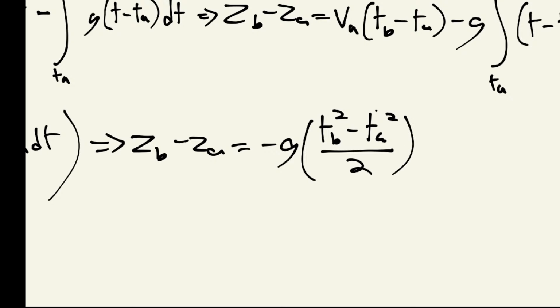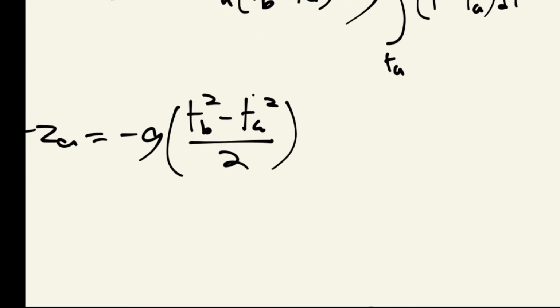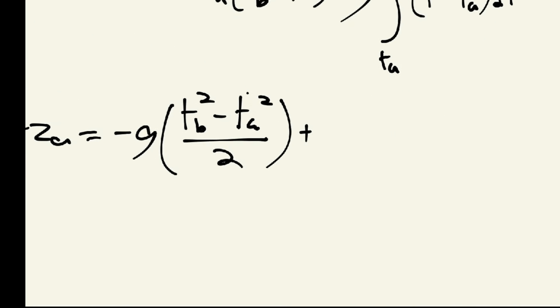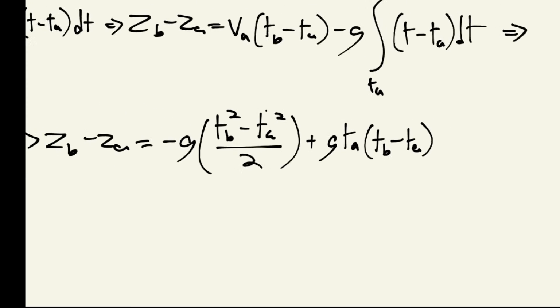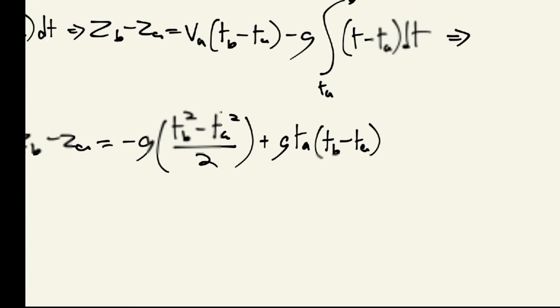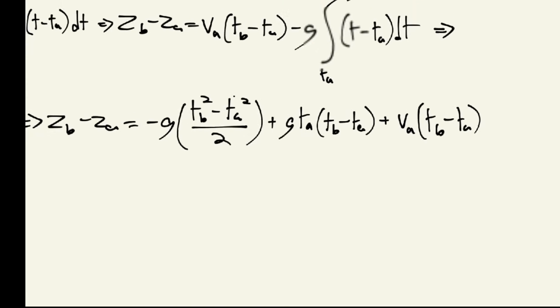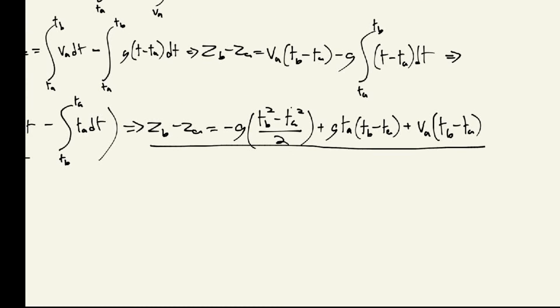So there you go. And then we have the second part, which is going to be plus, because of the double negatives. We have a negative over here, and we have a negative over there. So that's going to be plus g t sub a, and then dt became t sub b minus t sub a. Right? Okay. And then we have that plus just simply v sub a times t b minus t a. Okay, so this is our crazy thing. So z sub b minus z sub a is this mess.